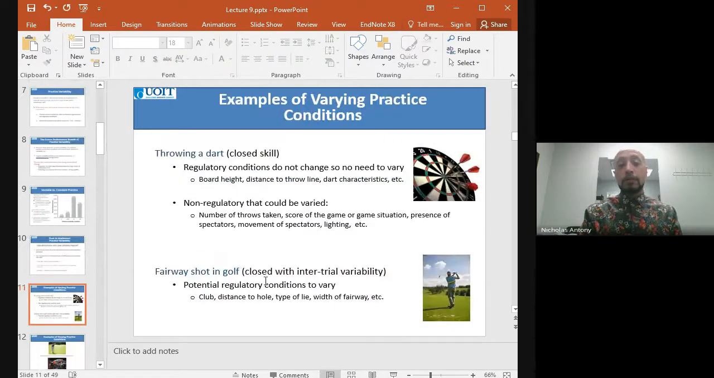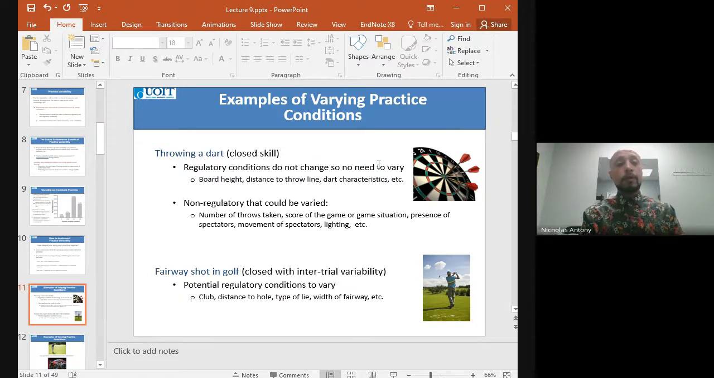So here we have an example, and the example in this case is throwing a dart. So throwing a dart is a closed skill, right? So the board, the distance, the darts are always the same. And so the regulatory conditions, you do not necessarily need to change.